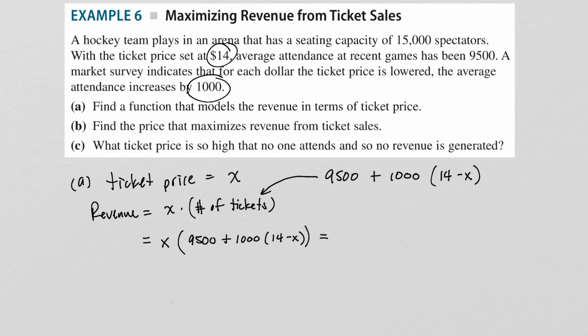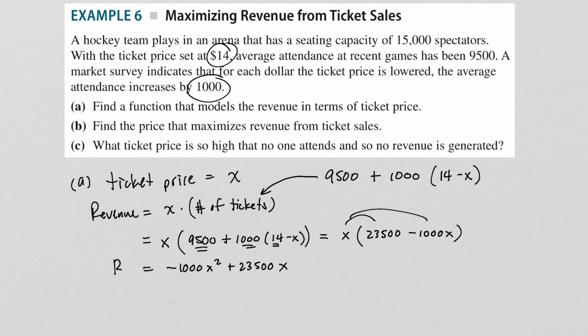And now we're just going to simplify this. This is X multiplied by 9,500 plus 1,000 times 14 is 14,000. So that's going to be 23,500. And then we have 1,000 times negative X. That's negative 1,000X. And if we multiply out the X here now, we get negative 1,000X squared plus 23,500 times X. And so this is our revenue function. And I think that this is probably the hardest part of the problem.